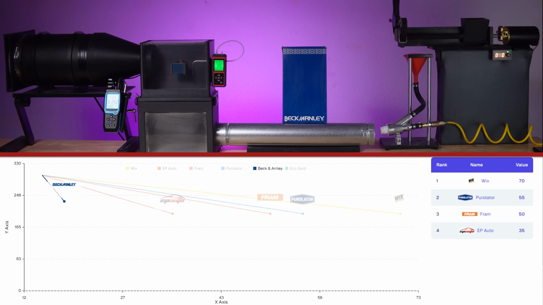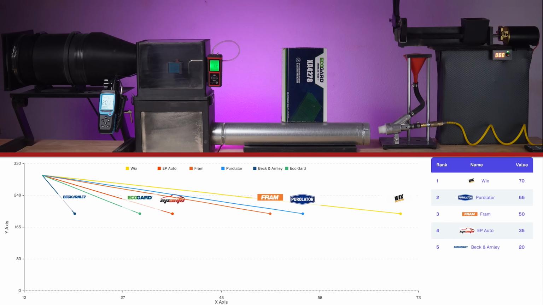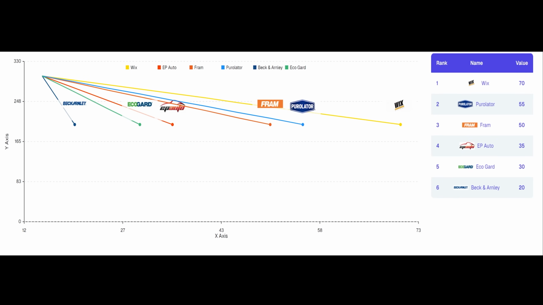Next up, we have the Beck and Arnley, and it's off to a horrible start, already dropping well below 300 after only 15 grams. And wow, those 5 extra grams did it. The Beck and Arnley only held 20 grams of dust, leaving it dead last. Lastly, we have the Echo Guard, already dropping below 300 after 15 grams. Will it beat the Beck and Arnley? And it does, finishing off with 30 grams. As you can see, the Wix dominated the competition with the Beck and Arnley dead last.